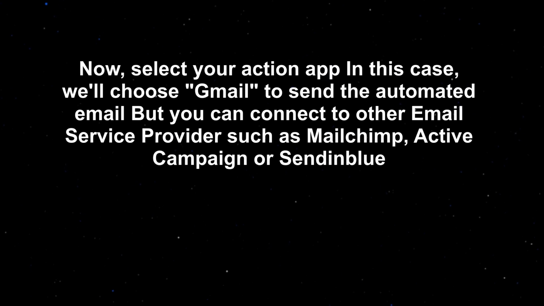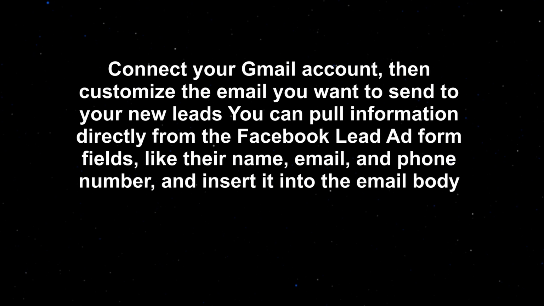Now, select your action app. In this case, we'll choose Gmail to send the automated email, but you can connect to other email service providers such as MailChimp, ActiveCampaign, or Sendinblue. Connect your Gmail account, then customize the email you want to send to your new leads. You can pull information directly from the Facebook lead ad form fields, like their name, email, and phone number, and insert it into the email body.